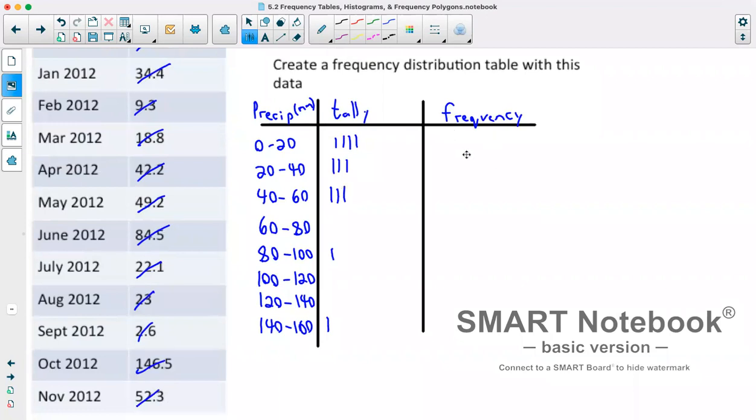Now we'll fill out our frequency column. For 0 to 20, it occurred 4 times, 20 to 40 3 times, 40 to 60 3 times, 60 to 80 did not occur, 80 to 100 occurred once, 100 to 120 did not occur, 120 to 140 did not occur, and 140 to 160 occurred once. So we have created a frequency table with this data. Next, we will create our own histogram using this frequency table.